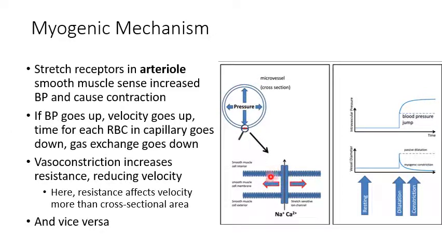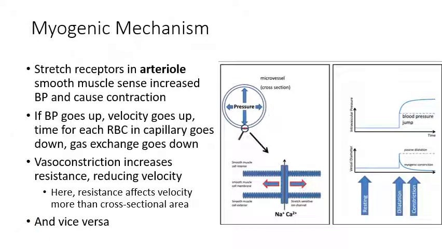And then you have these stress receptors, which are basically just ion channels in the membrane that are sensitive to stretch. When you have stretch, they open and ions will flow through. And those ions will cause an action potential in the smooth muscle cells in the arterial vessel wall, and that causes a contraction.